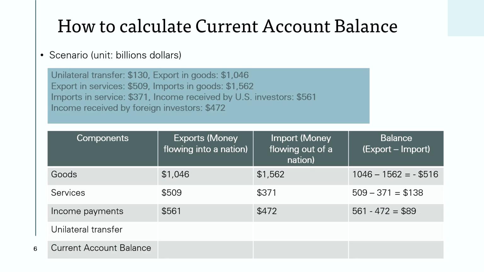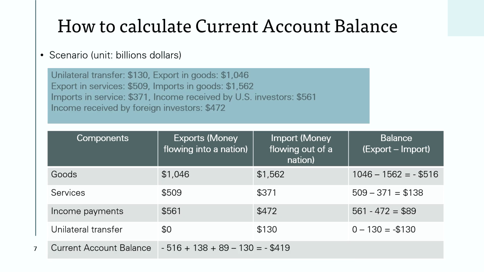Now let's calculate income payments. Income received by U.S. investors from foreign investment equals $561 billion. Income received by foreign investors from investment in the United States equals $472 billion. Subtracting the two gives us $89 billion. This results in a positive income balance of $89 billion. This positive balance indicates that domestic investors earn more income from foreign assets than foreign investors earn from domestic assets.